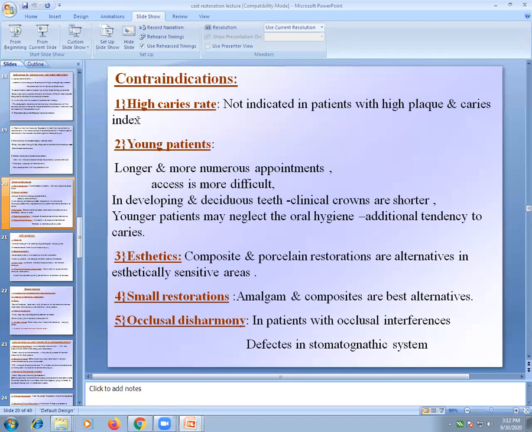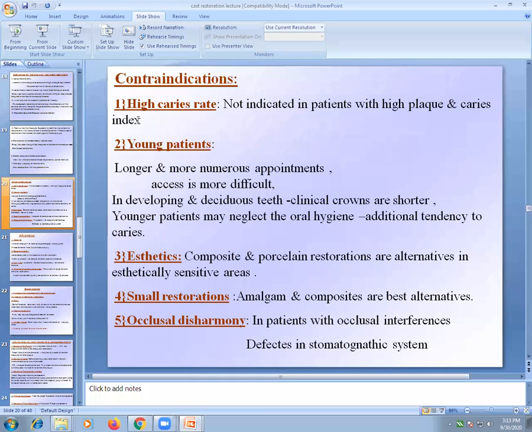The next contraindication is aesthetics. We all know that metallic inlays, due to the metallic color, are less aesthetic. But due to recent advances in ceramic and composite inlays, this contraindication is not there. Right? If the patient wants aesthetics, we can go for a ceramic inlay, or we can go for composite inlays.